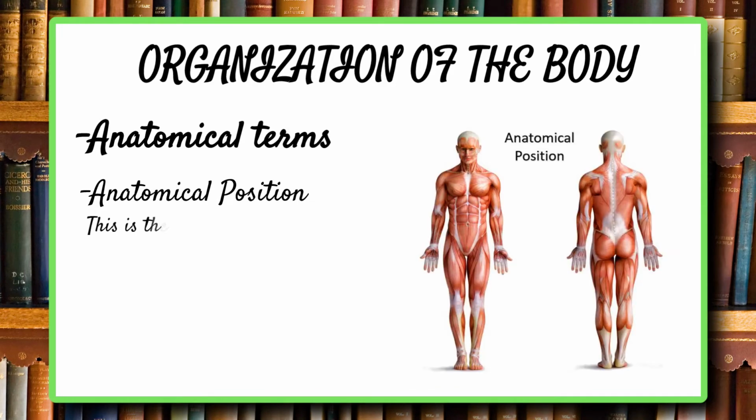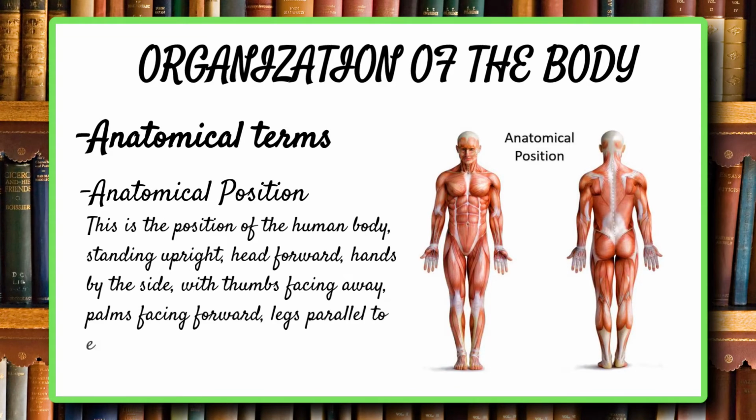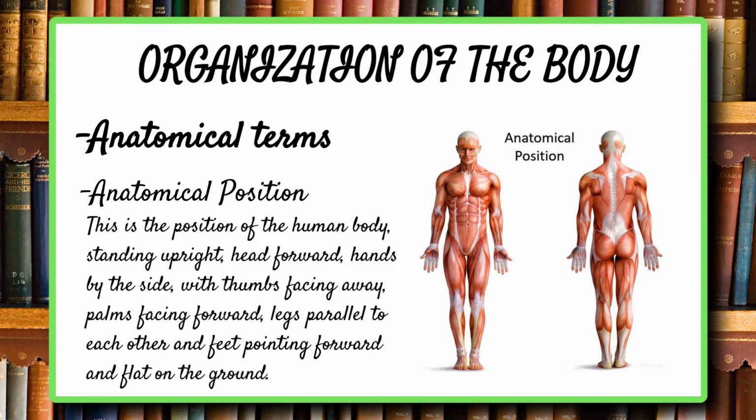I'm going to put up a diagram now. So anatomical position is the position that you can see right now of the human body standing upright. You can clearly see where I wrote it here. While you're listening to the voice, imagine that you're standing upright, your head facing forward, your hands by the side of your body with your thumbs. Of course, once you put your hand by the side, you see that your thumbs are facing away from you.